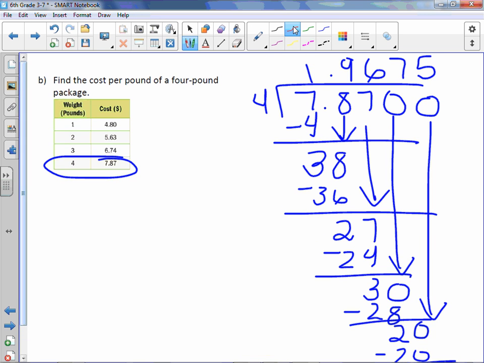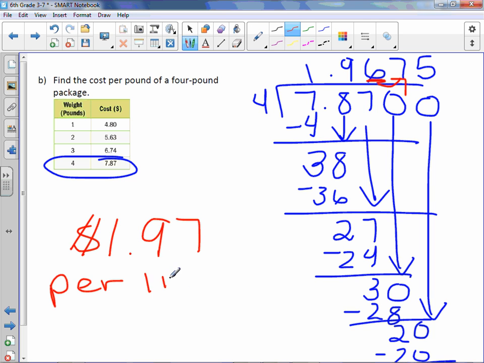Again, we're talking about money, so I'm only interested up until this digit. I need to look to the right. Since that 7 is more than 5, or 5 or more, that means I add 1 to 6. So this would be $1.97 per pound.